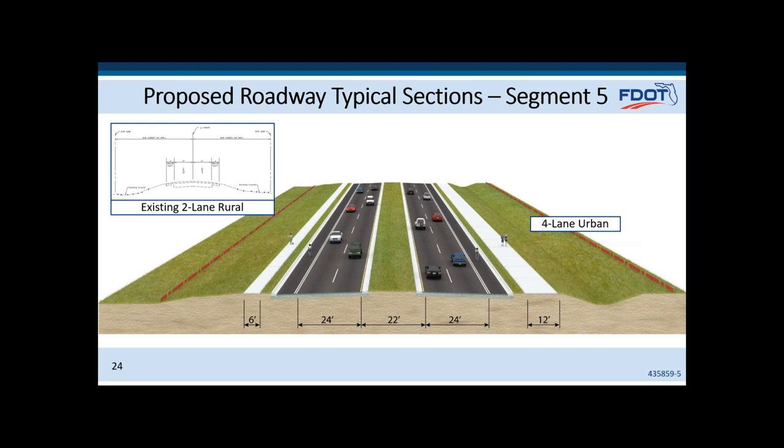The section from Lee Road to County Road 33 will be an urban typical section. This design includes two 12-foot travel lanes in each direction, separated by a 22-foot median. There will be 7-foot buffered bike lanes in each direction. Curb and gutter is provided. A 12-foot wide multi-use path is included on the south side of the roadway, and a 6-foot wide sidewalk on the north side.